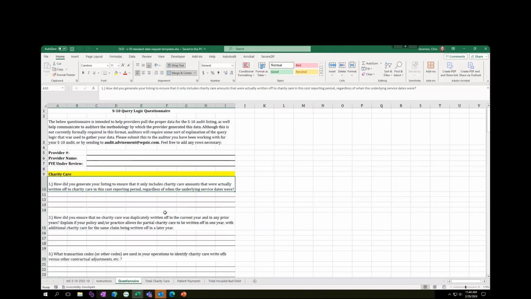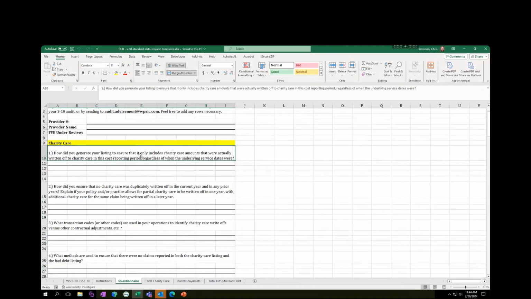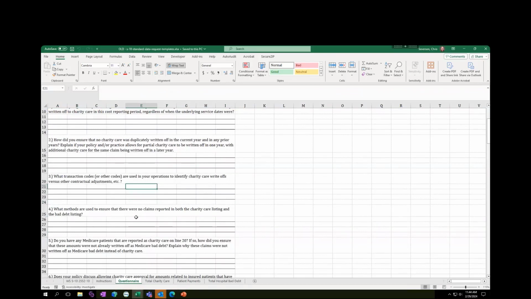But basically, the whole point of this is to allow for a narrative as to how you search your system to find out that you were only including the write-offs here. If there were any duplicates, anything that looks like a duplicate, like part of the claim was written off last year, part of the claim is written off this year, how did you ensure that you didn't truly duplicate a total amount? What transaction codes do you use? How do you ensure that something wasn't written off in both the charity care and the bad debt listing, at least in total? Again, partial write-offs for both are fine.